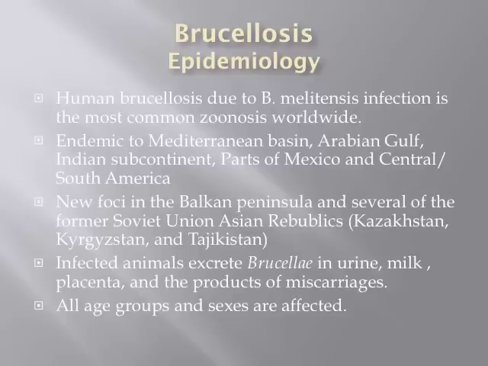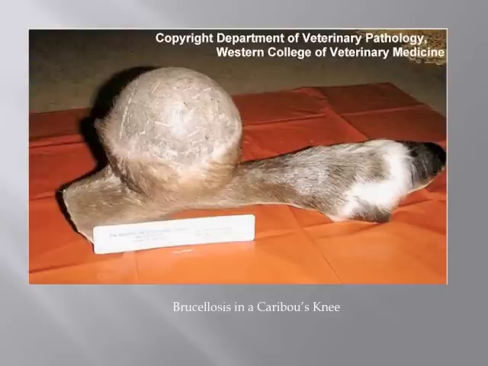If you're an infected animal, you can excrete Brucella in a wide variety of secretions, from urine and milk to the placenta and so forth. When animals miscarry, you can get products of miscarriage that are infected with Brucella. For instance, this is a picture I found on the internet of brucellosis in a caribou's knee. This is indicative of the skeletal manifestations of brucellosis. Looks like a basketball, doesn't it?